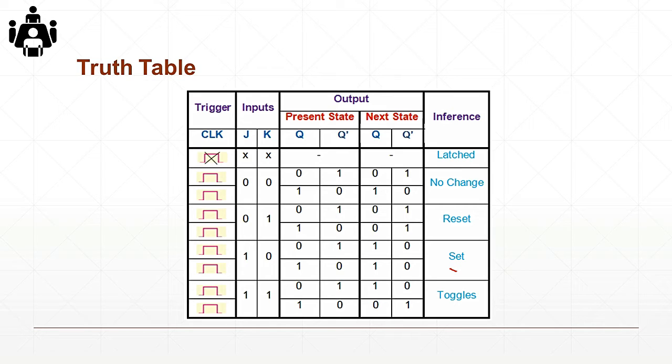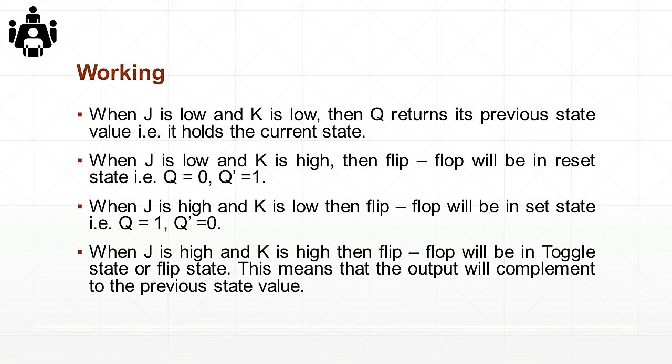When J is low and K is high, then the flip-flop will be in a reset state, that is, Q equals 0, Q bar equals 1. When J is high and K is low, then the flip-flop will be in a set state, that is, Q equals 1 and Q bar equals 0. When J is high and K is high, then the flip-flop will be in a toggle state or flip state. This means the output will be the complement of the previous state value.